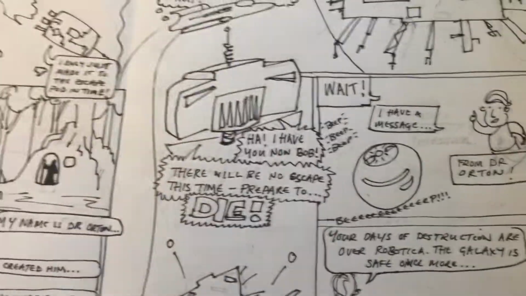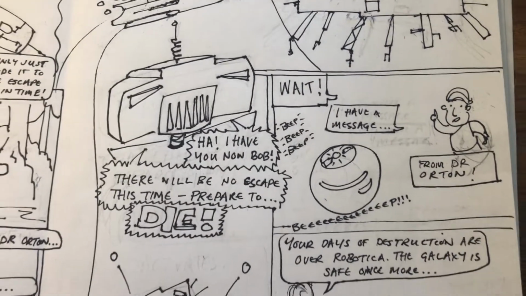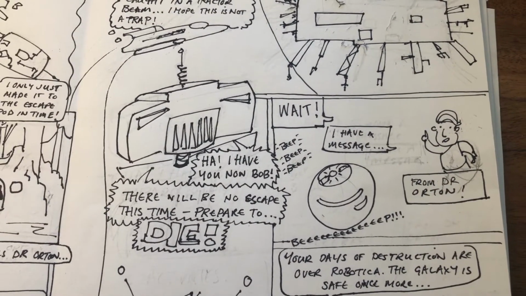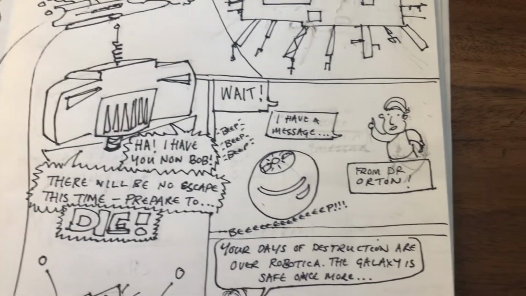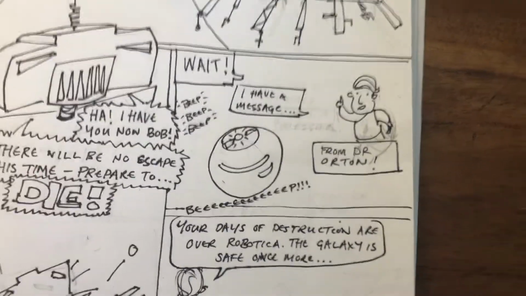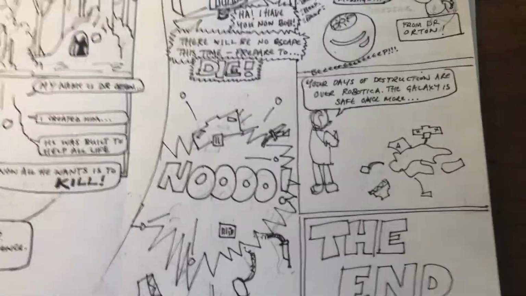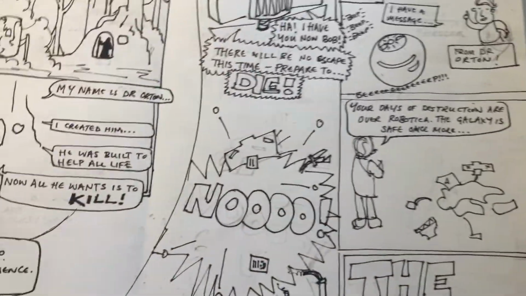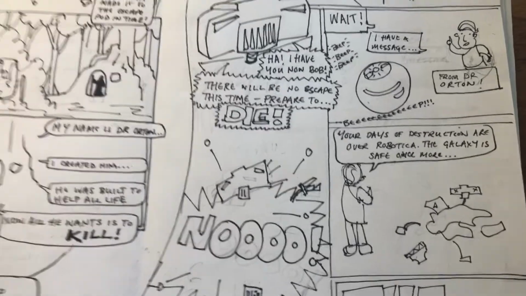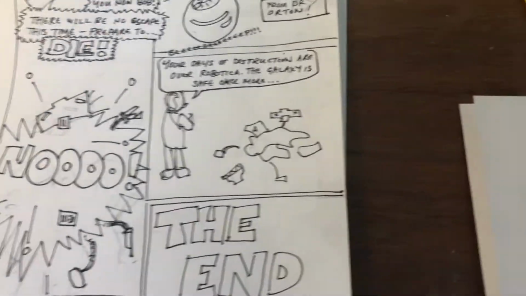Then we have his face here. "Ha! I have you now, Bob. There'll be no escape this time. Prepare to die. Wait, I have a message from Dr. Olsen." Beep, beep, beep, beep. And then he explodes. If you want to know how to make these, this writing, there are other videos I've done on this, so feel free to have a go.